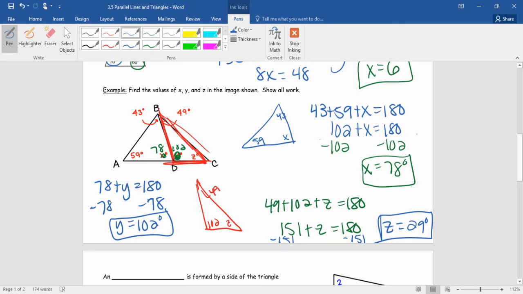Okay, so when you have those, I thought it was easiest to solve for x first because we had the most numbers in that triangle. And then when you know x, you can solve for y because they make a straight line. And then once you know y, you have two angles in this triangle that's currently highlighted in red. And then you can solve for z. Okay, so that's a way to use that triangle fact about the angles adding up to 180 and use that fact multiple times.